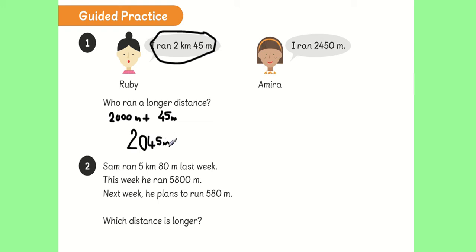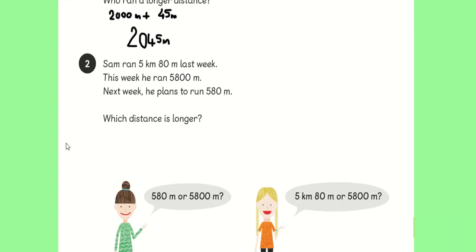So now we just need to compare these two numbers, 2,045 compared with 2,450. Which one's bigger? That's right, it is Amira's length that is bigger because she has something in the hundreds column, whereas Ruby doesn't. Okay, next one.